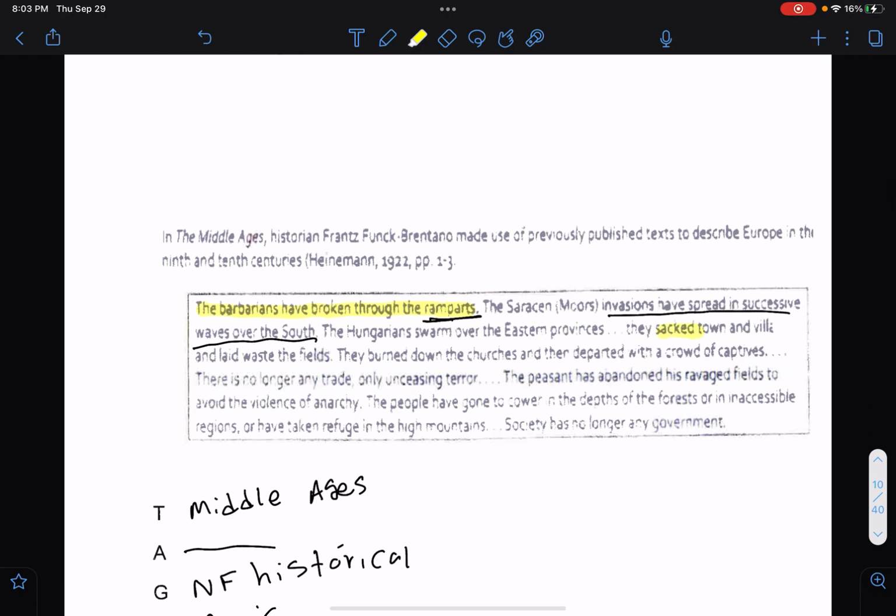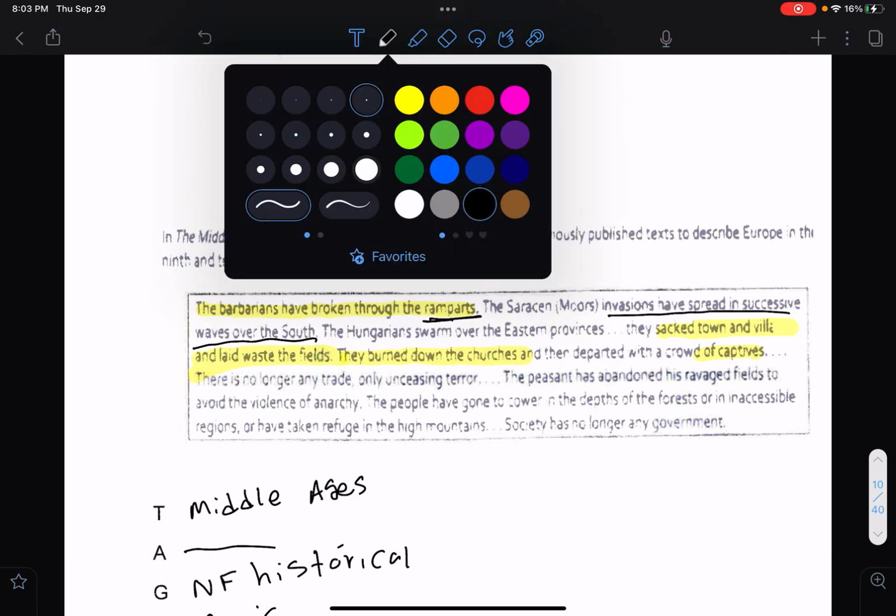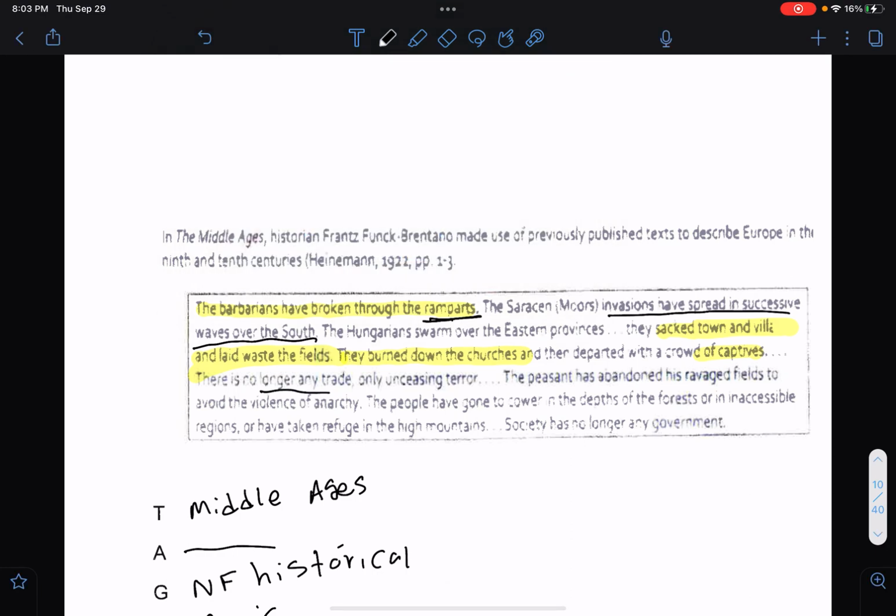They sacked towns and villas and laid waste to fields. Laid waste to fields means they destroyed the crops, they destroyed the plants. They burned down churches and then departed with a crowd of captives. So they burned things down and they took slaves. There's no longer any trade. Only unceasing terror. Unceasing means nonstop.